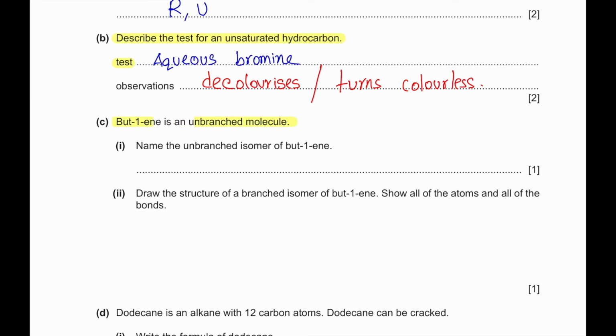But-1-ene is an unbranched molecule. Name the unbranched isomer of but-1-ene. So there can be but-2-ene, which is basically 4 carbons in a row, but the double bond is in the middle.